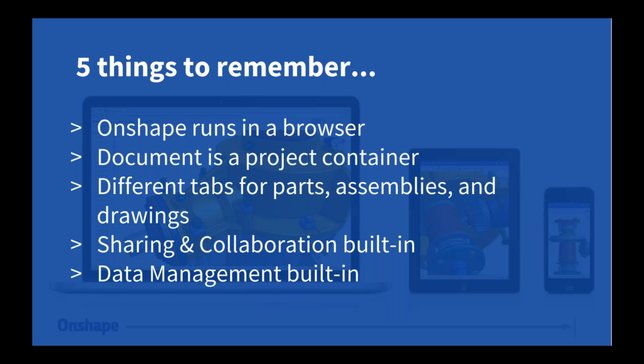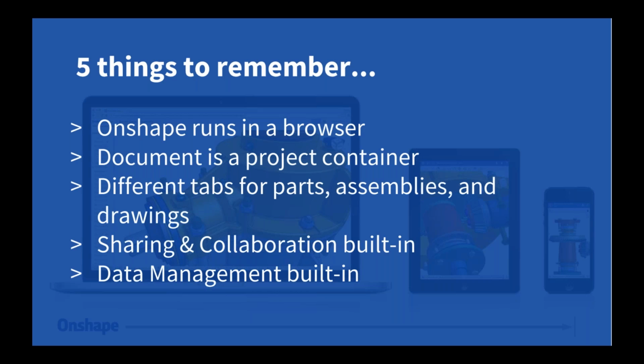Now, one last slide that I have for you before we jump into Onshape itself, and it's just 5 key takeaways. If you had to take away 5 things from this webinar, these are the 5 things I would have you remember. First, Onshape runs in a browser, and that's a key thing because one of the more common questions we get is, how do I download Onshape? You don't. You log in through a browser. Chrome, Opera, Firefox, Safari. You want to avoid Internet Explorer and Edge. So use Chrome, Opera, Firefox, Safari, whichever browser you prefer. But again, no downloading Onshape. You just log in through the browser. So that's the first thing. Onshape itself runs in the browser.